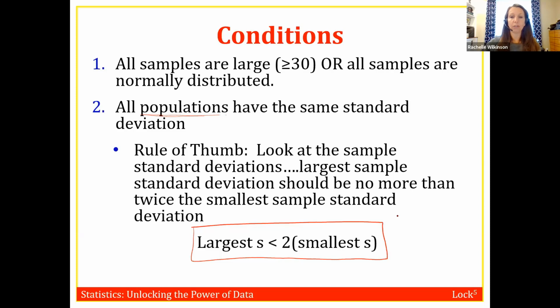What I like to do is write out this inequality. I fill in the values of the largest and the smallest sample standard deviations. Then if it's a true statement after I plug in the numbers, I meet the conditions. And if it's not a true statement, then I don't meet the conditions. We'll see how to do this in an example here.